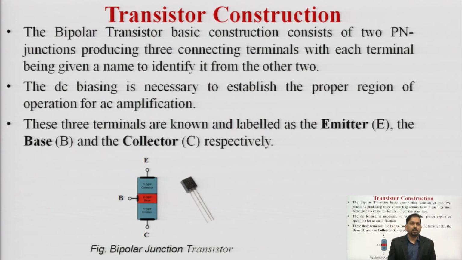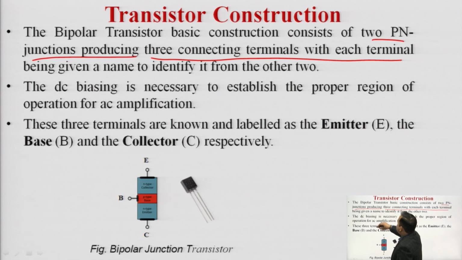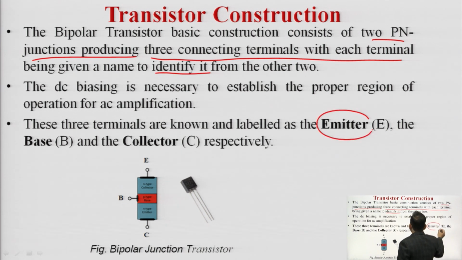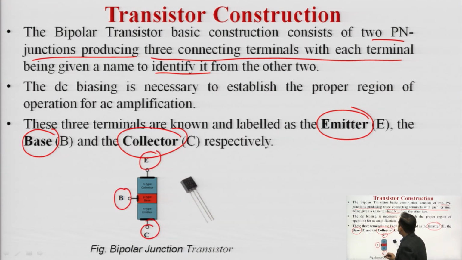So, we will see the construction of the transistor. The construction of the basic transistor consists of 2 PN junctions, and as a result 3 connecting terminals, with each terminal given a specific name or specific identity as emitter, base and collector. We can represent these as E, B and C. Now, this is just a representation for a transistor. This is DIP packaging, dual inline packaging, for the transistor.